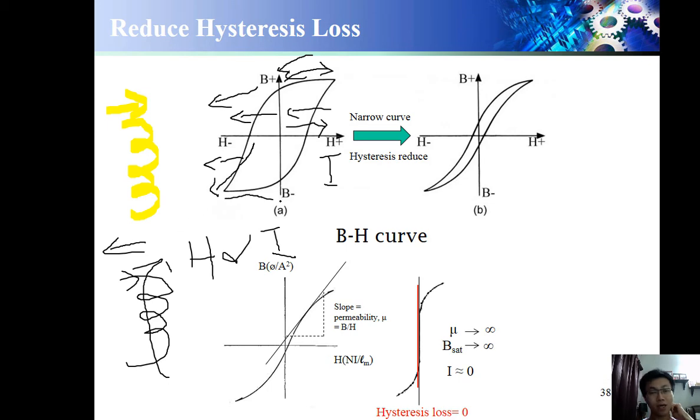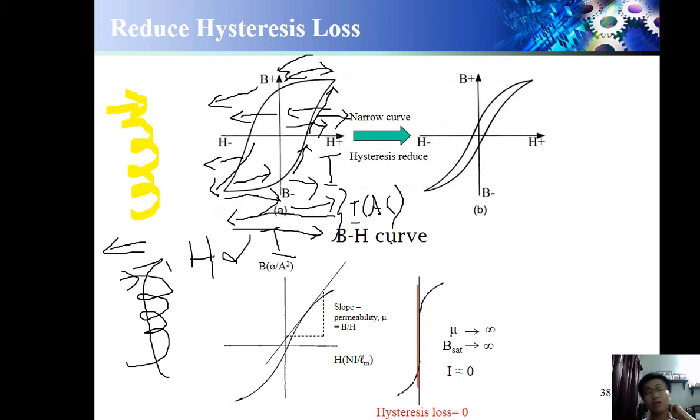Then I decrease my current, and it goes back. Then I increase again, it goes to this path, and I increase again, it goes this way. So we can see from this point to this point, then back to this point, then back again to here. This current is actually an AC.